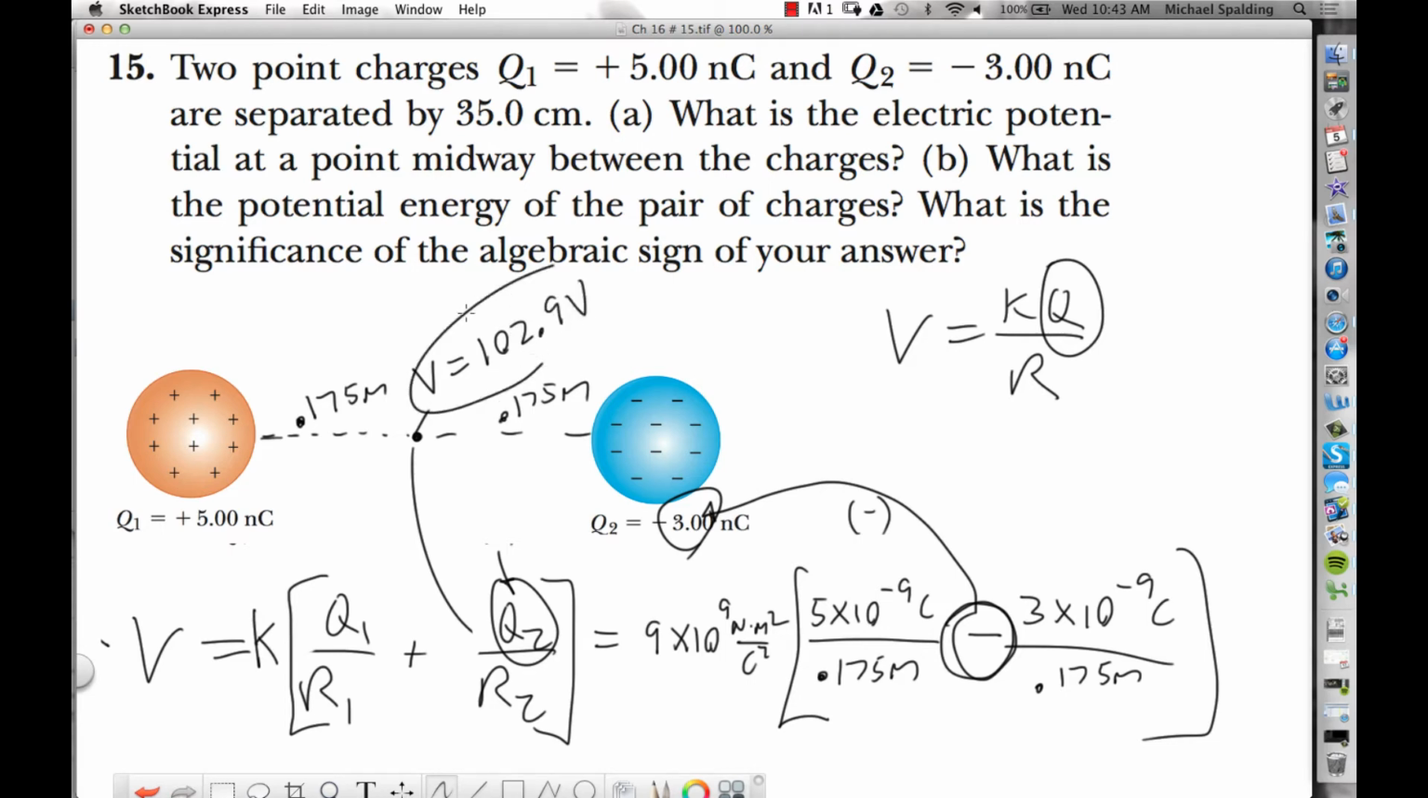102.9 volts. That is the electric potential at that point, at that single point. Does that make sense?